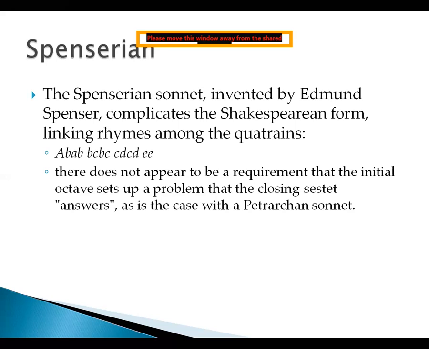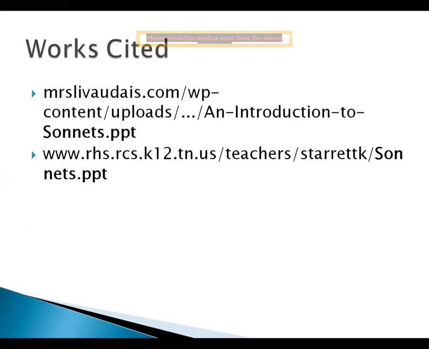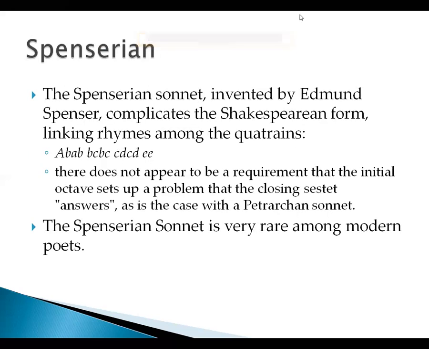There does not appear to be a requirement that the initial octave sets up a problem that the closing sestet answers, as is the case with the Petrarchan sonnet. So this is the simplest one. There is no requirement that there will be a problem and there will be a solution. Okay, it is free from the problems and the solutions. Some kind of argument is going on. That's it. So it is very rare among modern poets. Usually, Spenserian sonnets are not used by modern poets or any other poet except Spenser, whereas the Shakespearean sonnet is still followed by many of the poets. So that's all for this lecture.